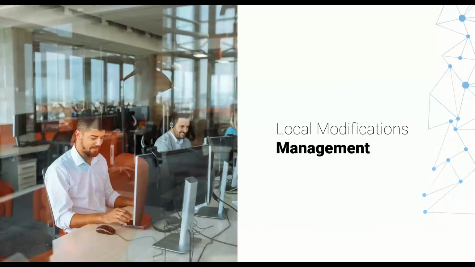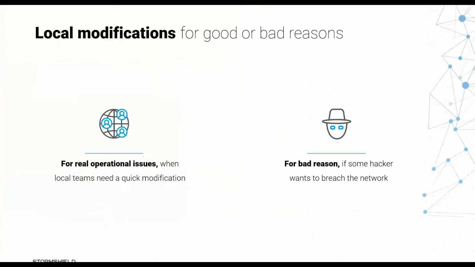Now let's go to the second feature, which is the local modification management. Local modification can happen for a good or for a bad reason in your network. For example, for a good reason, you could have some operational issue on your network, and when that happens, you need local teams to provide some quick modifications on the network. Or for a bad reason, some hacker would want to breach the network.